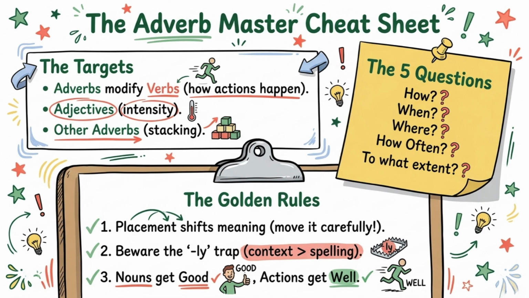The Adverb Master Cheat Sheet. Let's lock it all in. Adverbs target verbs, adjectives, and other adverbs, answering how, when, where, how often, and to what extent. Three golden rules to remember. Placement shifts meaning, so move an adverb carefully. Beware the ly trap, because context always beats spelling, and nouns get good while actions get well. That's the complete guide to adverbs.